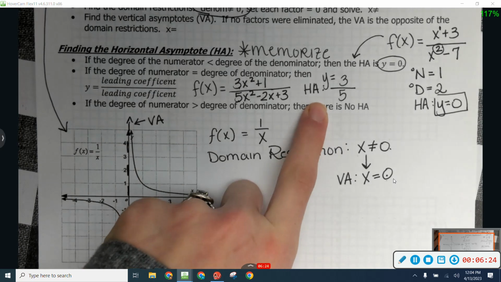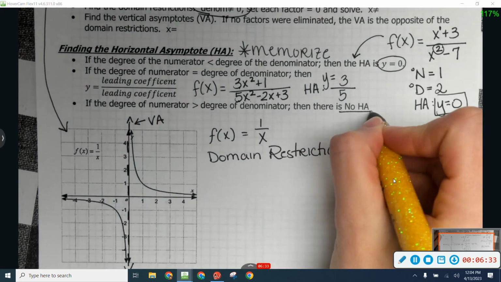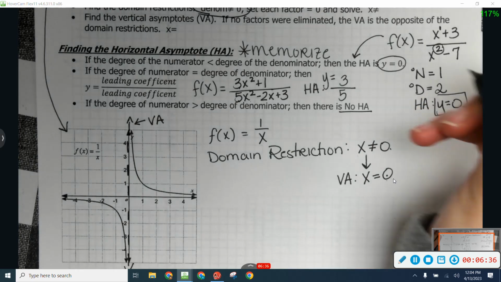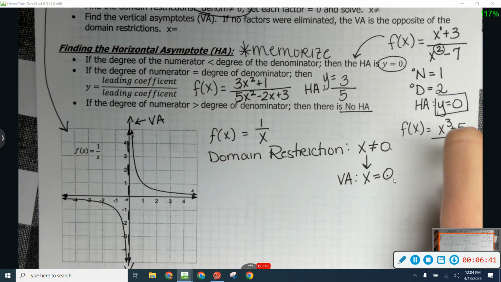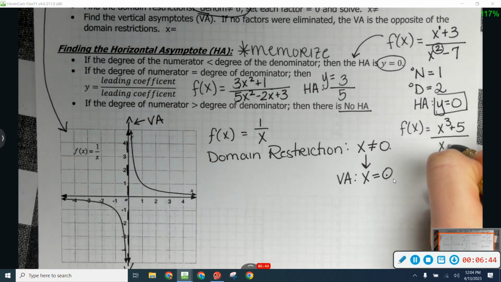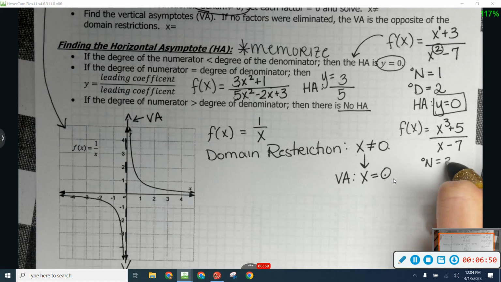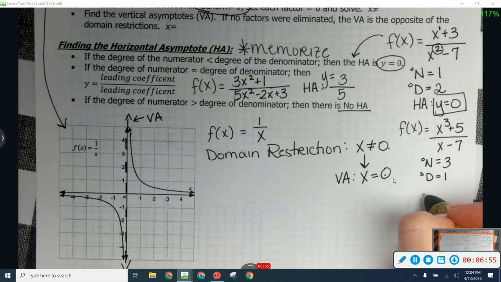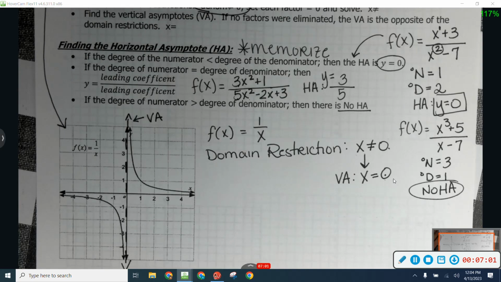Do we understand how I did that? Okay. Now, if the degree of the numerator is greater than the degree of the denominator, then I have no horizontal asymptote. So that would be if I had f of x equals (x cubed plus 5) over (x minus 7). My degree of my numerator would be 3. My degree of my denominator would be 1. So I would have no horizontal asymptote. Okay, so you're going to have to memorize those rules.